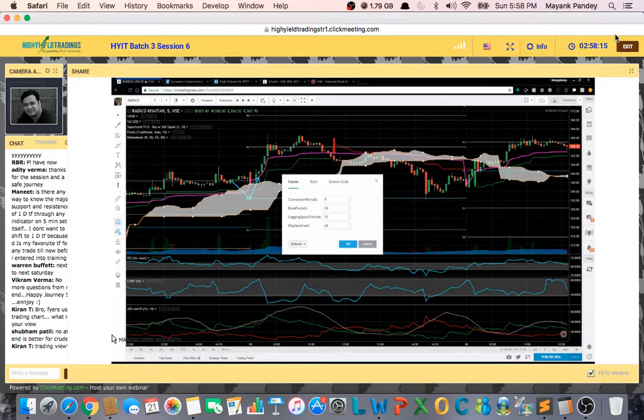Manit is asking, is there any way to know the major support and resistance of the 1 day time frame through any indicator on the minute setup itself? I don't want to shift to the 1 day time frame, because 1 day is my favorite time frame for any trade since before I entered into trading. Okay, Manit, it all depends. I have told you support and resistance based on the 5 minute time frame. I hope you're clear on that. Any support resistance depending on the 5 minute time frame has been discussed.